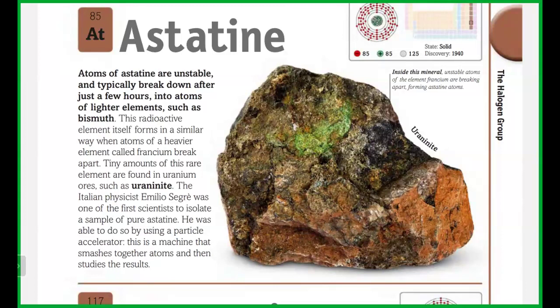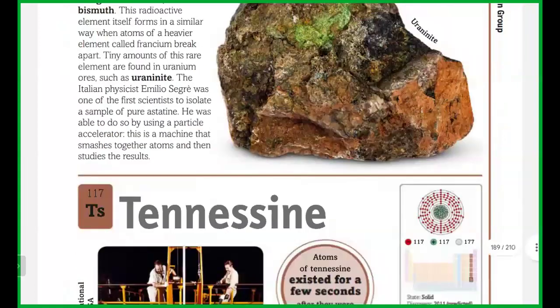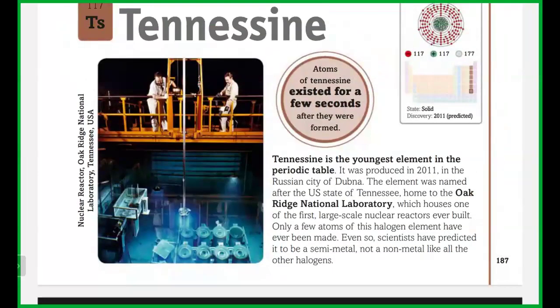Tiny amounts of these rare elements are found in uranium ores such as uraninite. The Italian physicist Emilio Segre was one of the first scientists to isolate a sample of pure astatine. He was able to do so by using a particle accelerator. This is a machine that smashes together atoms and then studies the results. So here, astatine 85 right there. See this? We have tennessine right here. Atoms of tennessine exist for a few seconds after they are formed.